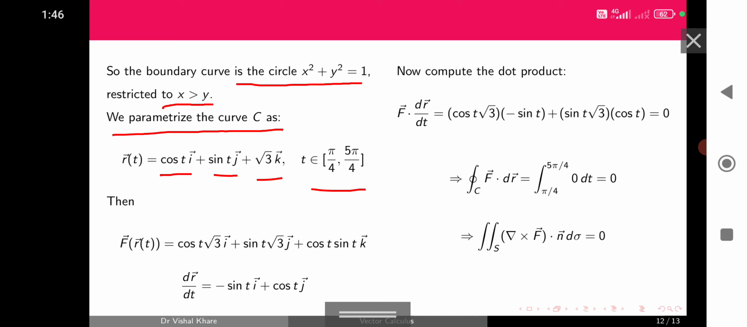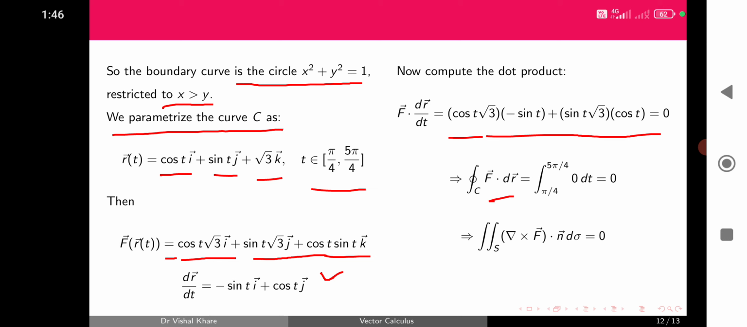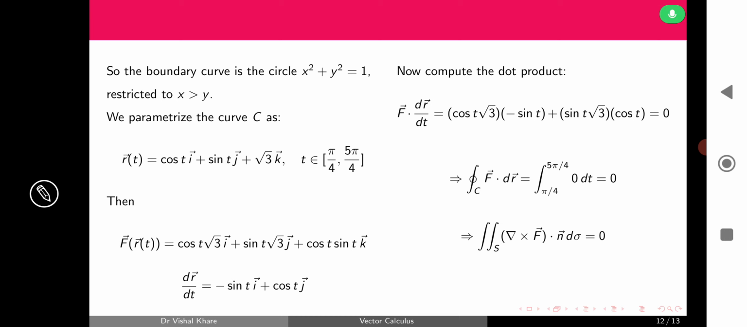So parameterizing F, we will get root 3 cos t i, root 3 sin t j, and cos t sin t k. Then we'll find dr by dt, and then we'll find the dot product of F and dr by dt, and then putting all these values in F dot dr, we will get the value of the integral equal to 0. So the double integral of del cross F vector dot n vector d sigma is equal to 0. This is the final answer.